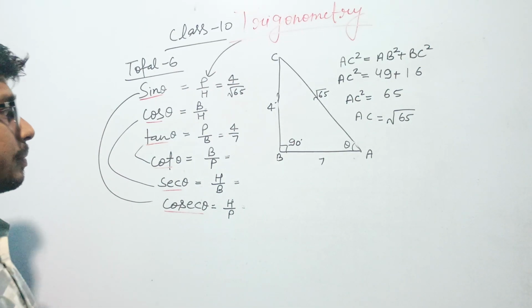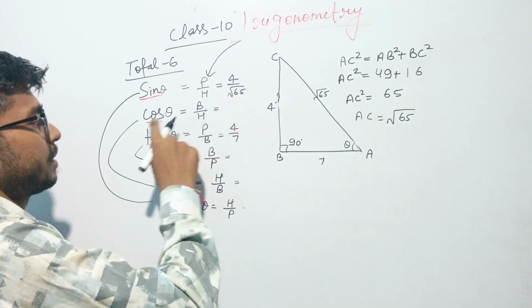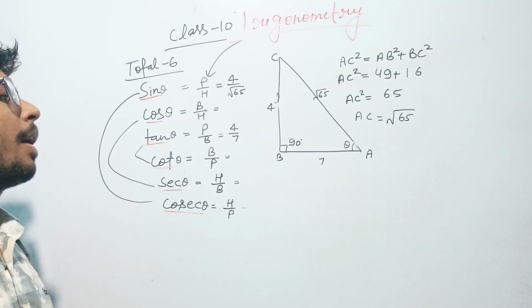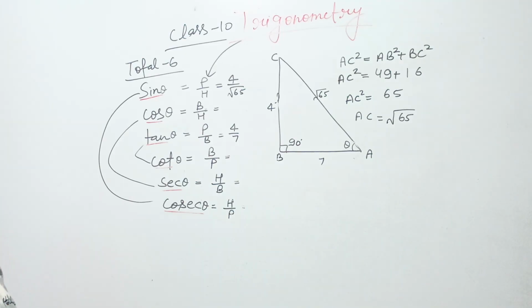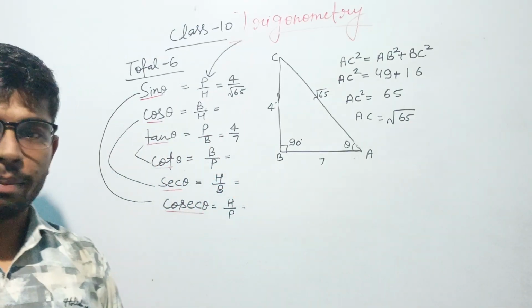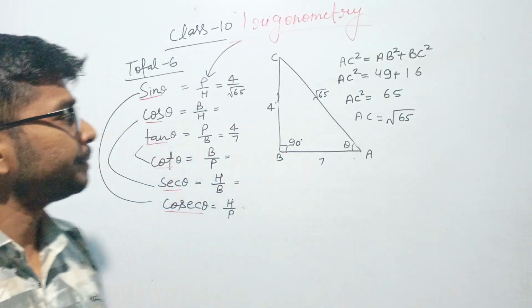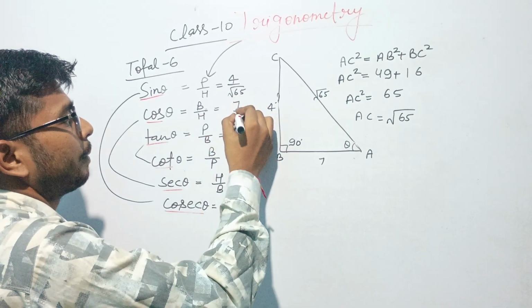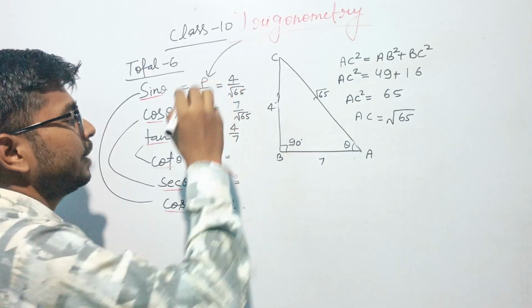Okay, now cos theta. Cos theta is base upon hypotenuse. So base is 7 and hypotenuse is under root 65. So we will write 7 upon under root 65.